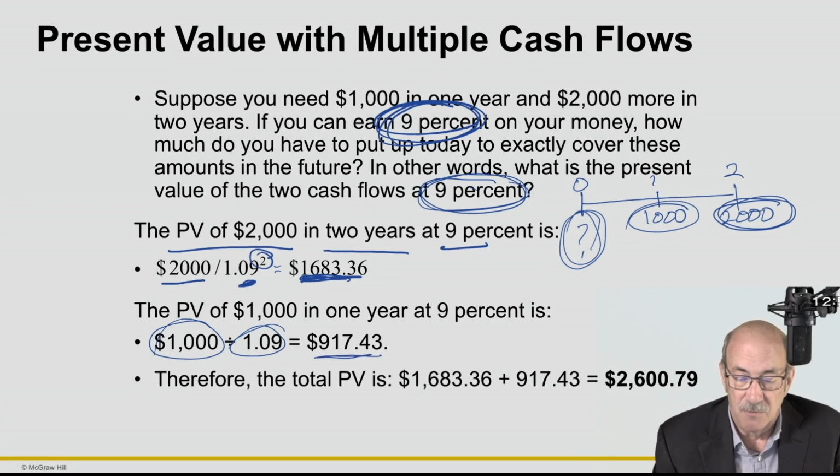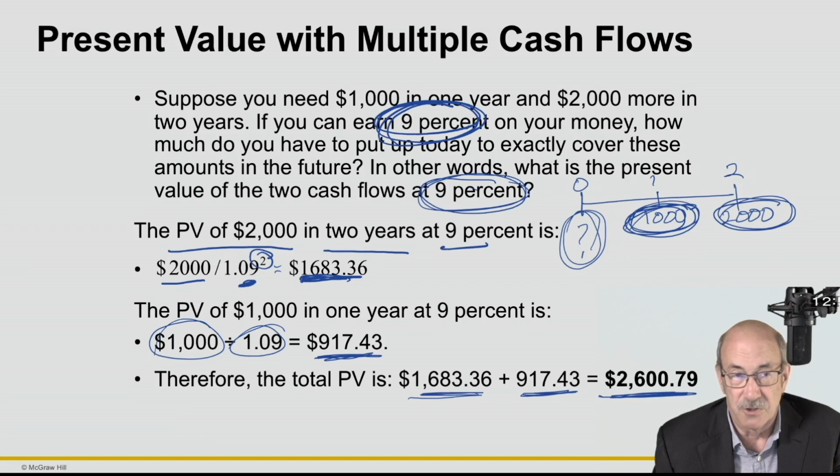And that means that we're going to need $917.43 in order to have a sufficient amount of money in the account at the end of 1 year. So now all we're doing is we're taking those two present values, we're adding them together.